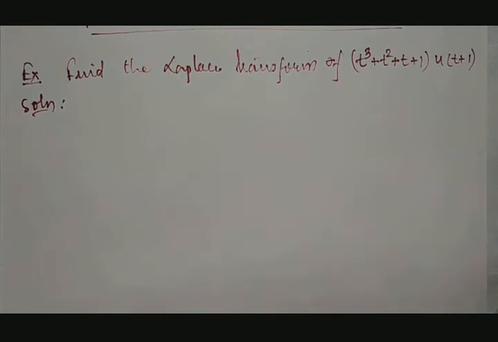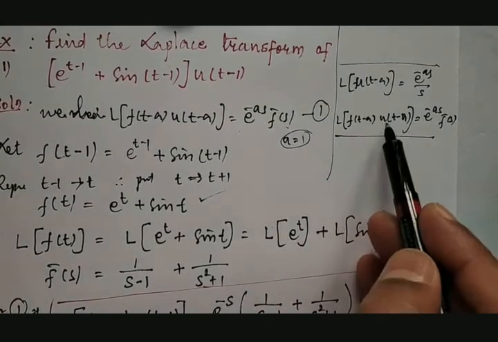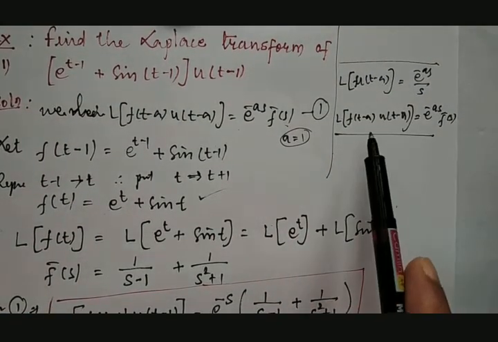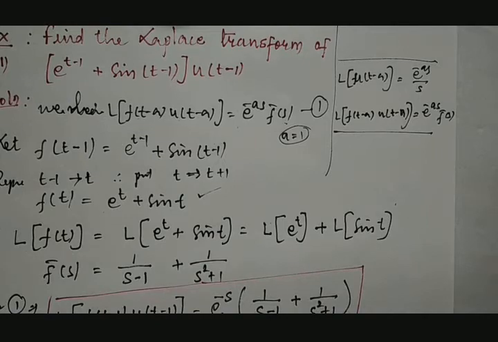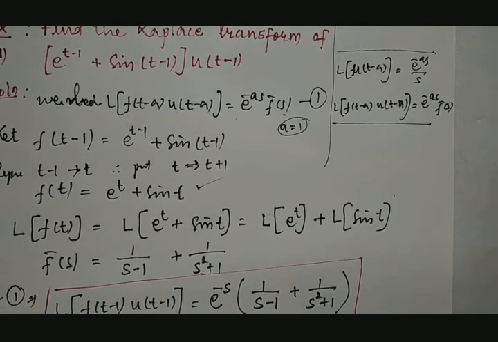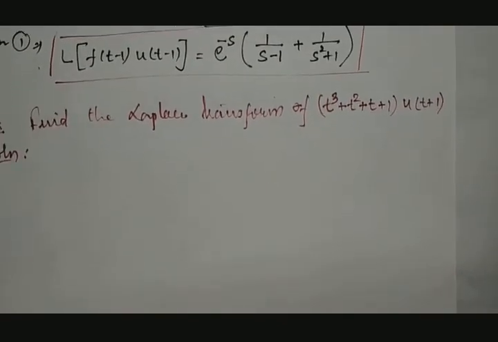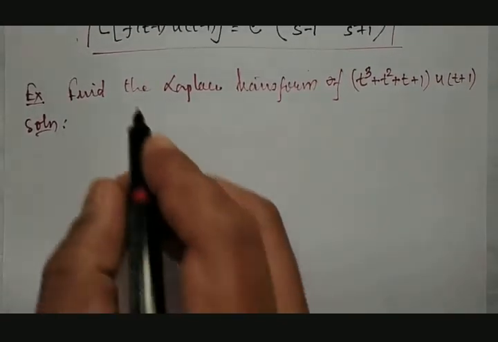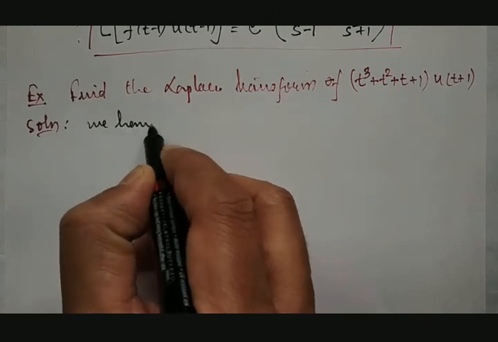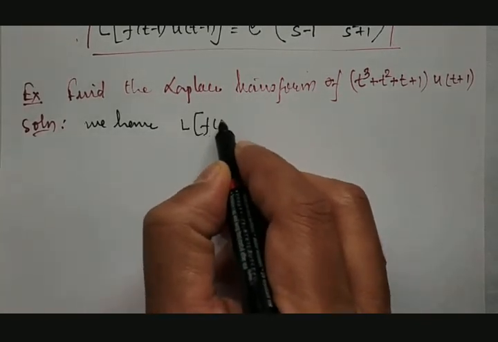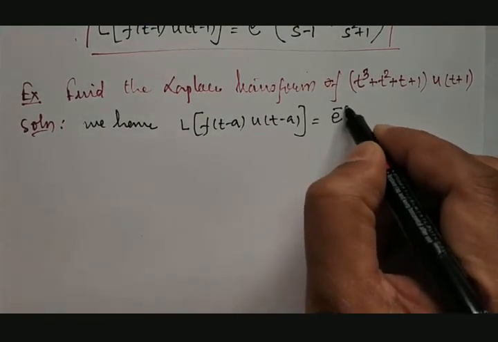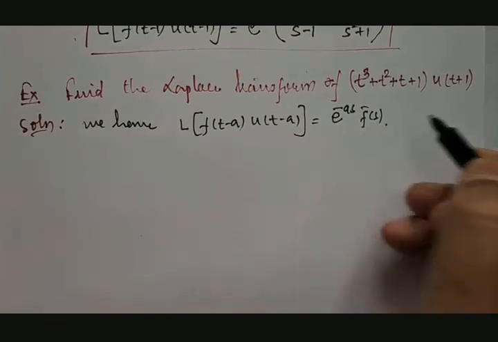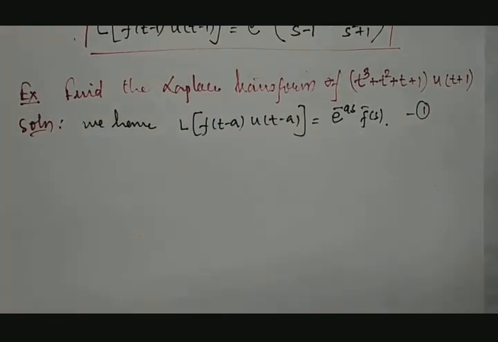which is followed for the just now solved example. Same thing, either of these two results, if you compare with this, again this relation is like a second property, that is L of f of t minus a into u of t minus a is equal to e raised to minus as into f bar of s. Again what to do here? So again I'll be writing, we have a property which says Laplace transformation of f of t minus a into u of t minus a is equal to e raised to minus as into f bar of s. I'll be calling it as equation number 1.